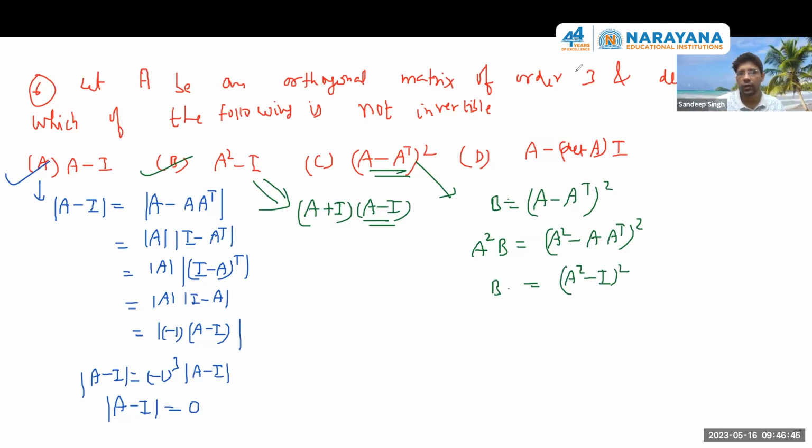I can transfer A square to the other side, or we can take the transpose now. I mean the determinant now. In fact, I'm doing the same thing. I'm transferring A square to the other side. It is an invertible matrix, orthogonal. Correct? And if you take the determinant now, then this will be 0 because A square minus I is a singular matrix. So C is also true.